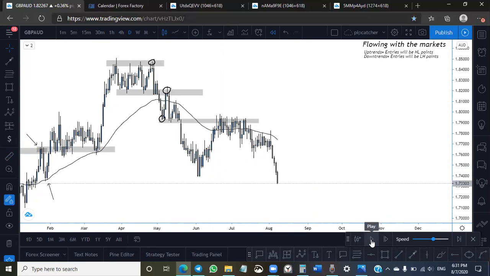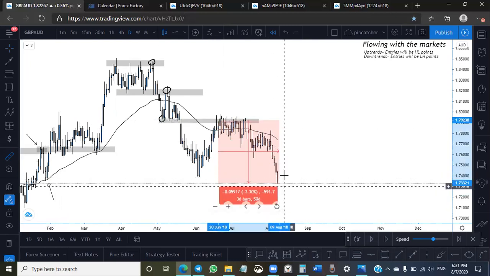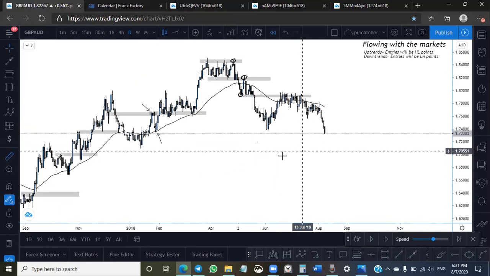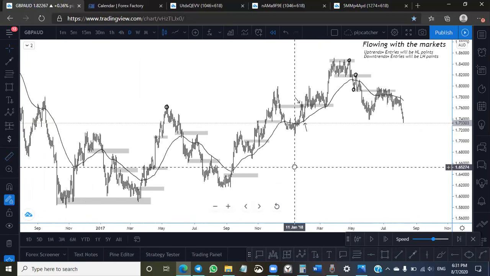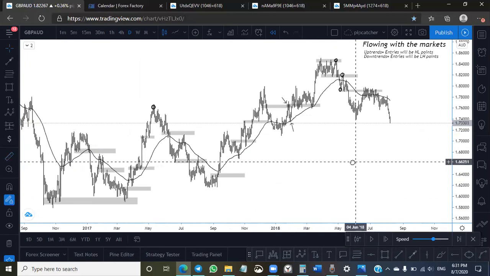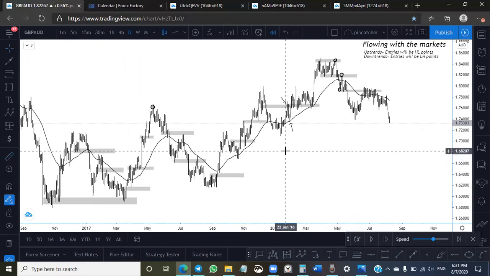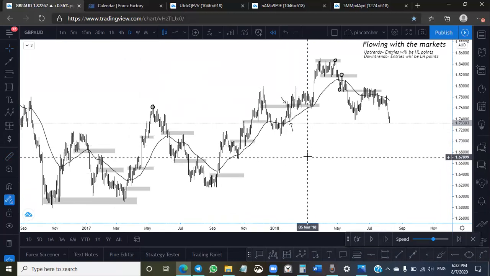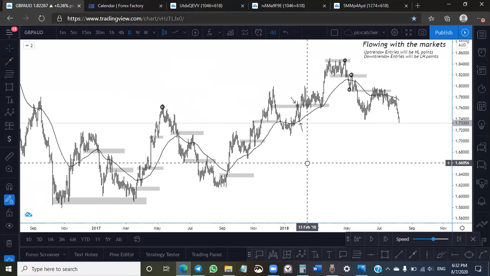Okay, awesome, awesome. So this right here to here is around a 600 pip move. So that is flowing with the markets, guys. Remember, structure is king, right? Learning and studying market structure is going to help you guys so much in your trading. And I think that is it for this back testing.